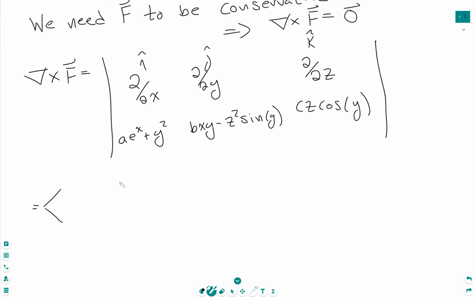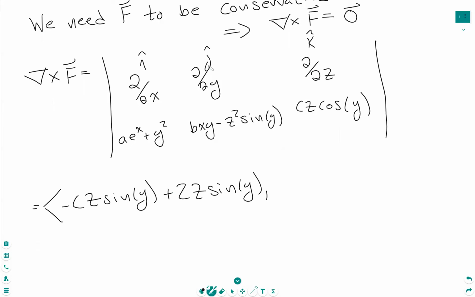So for the x component, we're looking at the determinant of this block here. So first we need to do a partial y of this. So this ends up giving us a negative c times z sine of y. And then I need to take the subtraction of the z derivative here, which gives me plus 2z sine of y.